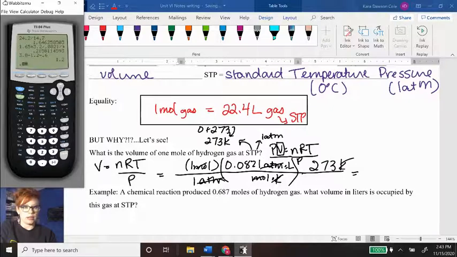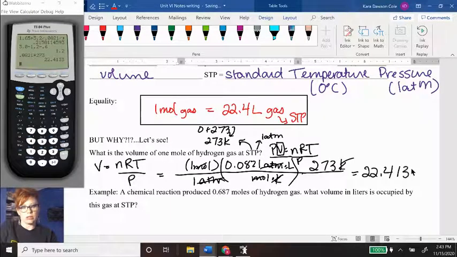So let's see what this gives me. 0.0821 times 273. So that's all I have to multiply there. It's equal to 22.4133 liters. There's your 22.4.